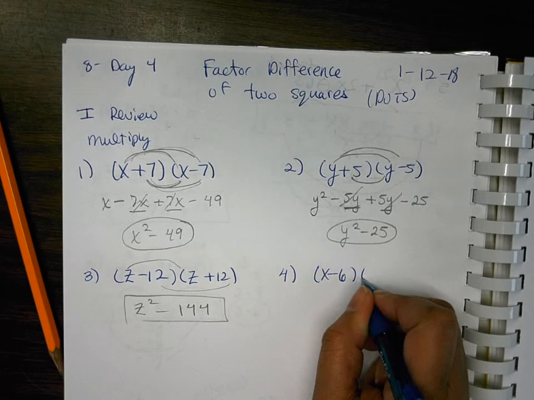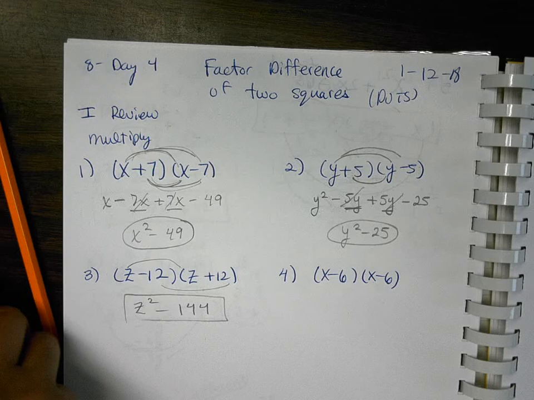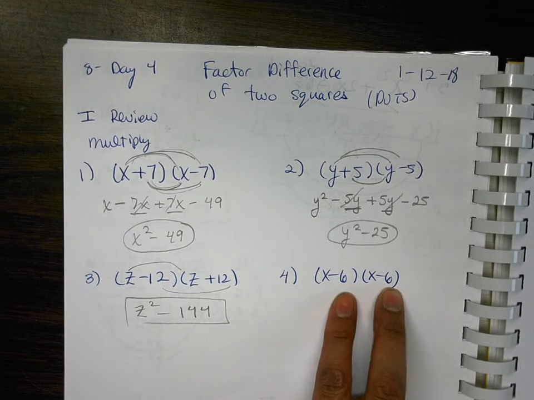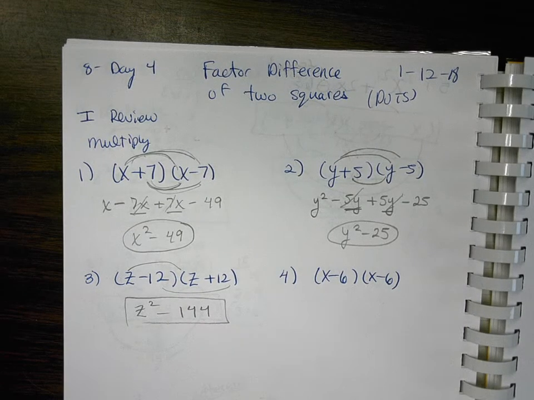Will that also happen with something like this? X minus 6 and x minus 6. Will that same shortcut still work? You want to be careful. Why does it not work on this one? Because they're both negative. They're both negatives. They have to be opposites in order to work. Minus minus or plus plus will not work.